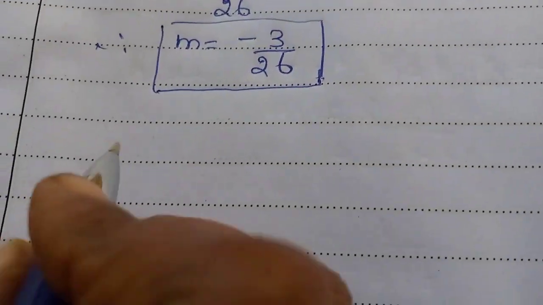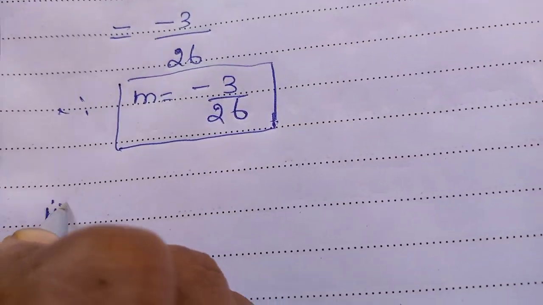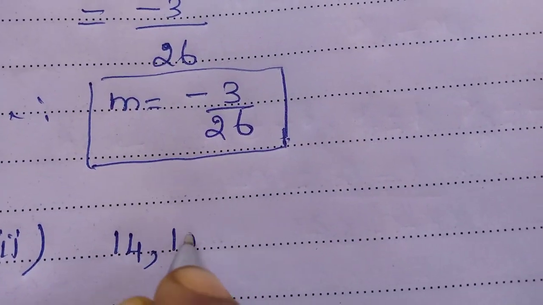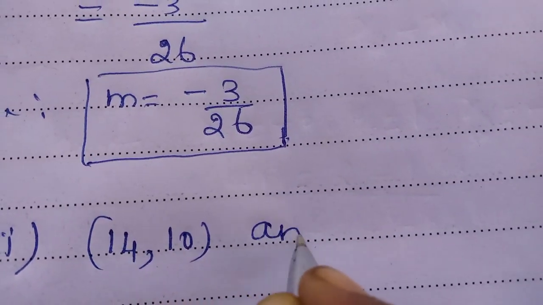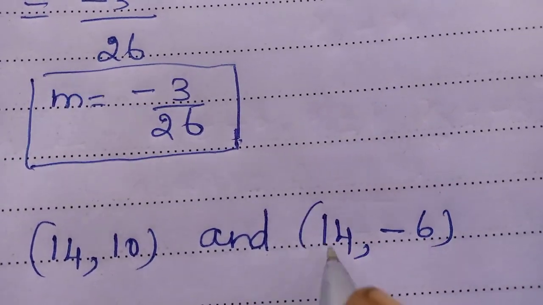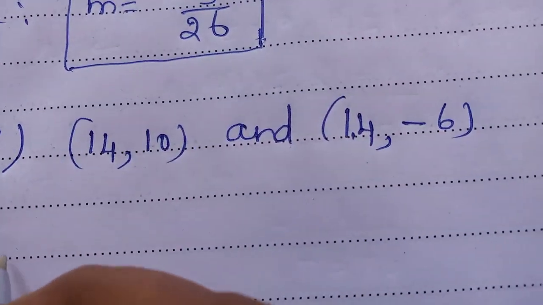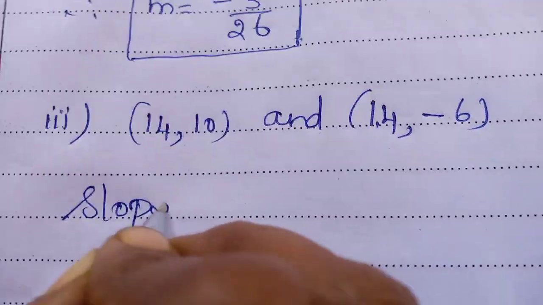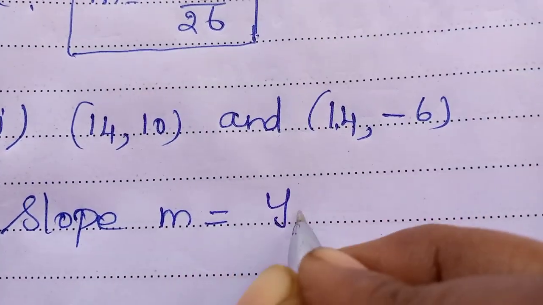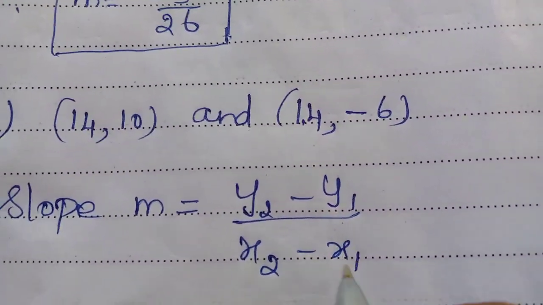One more subdivision is there. Let us do it. Write the question. 14 comma 10 and 14 comma minus 6. Same procedure we have to follow. Here also slope formula, right? Slope m is equal to, when 2 points are there, we know the formula: y2 minus y1 by x2 minus x1.